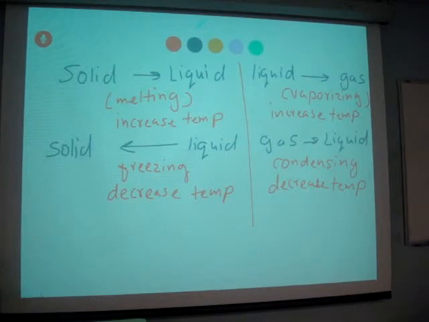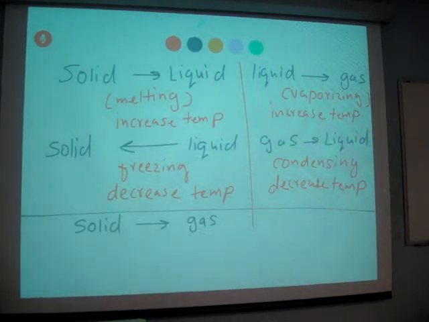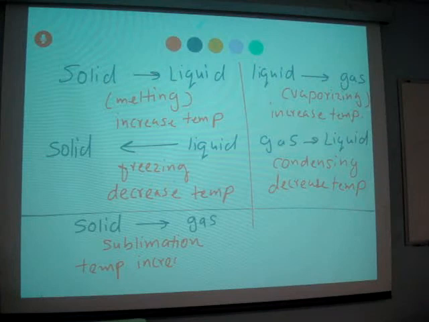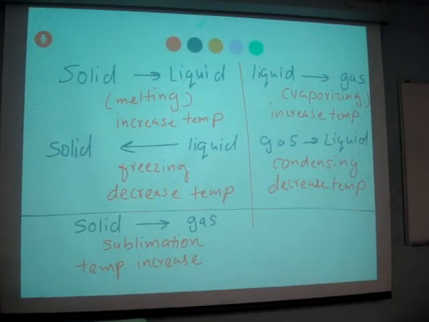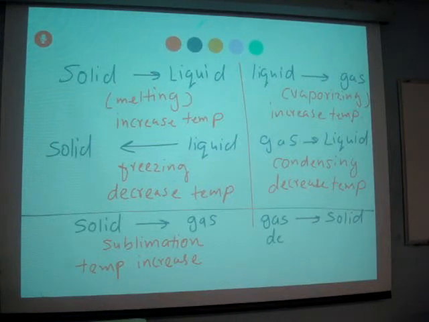Now let's say for solid to gas. When we convert directly from solid to gas, there will be no liquid. That is called sublimation. In this process, temperature increases. Dry ice is an example. It directly sublimes. Then from gas to solid, that is called deposition. Deposition, that's where temperature decreases.